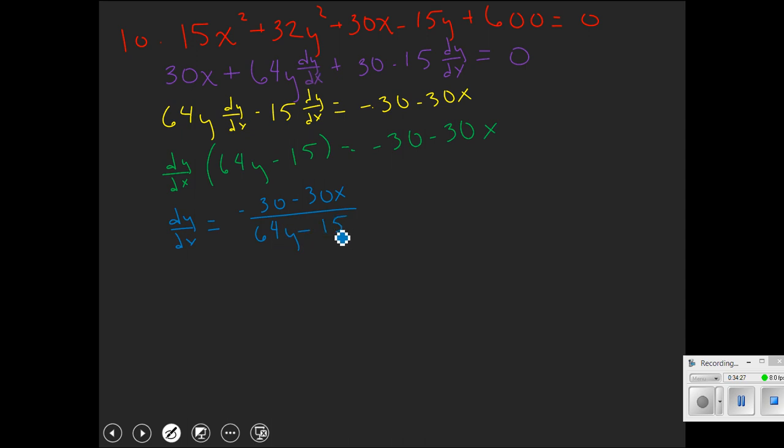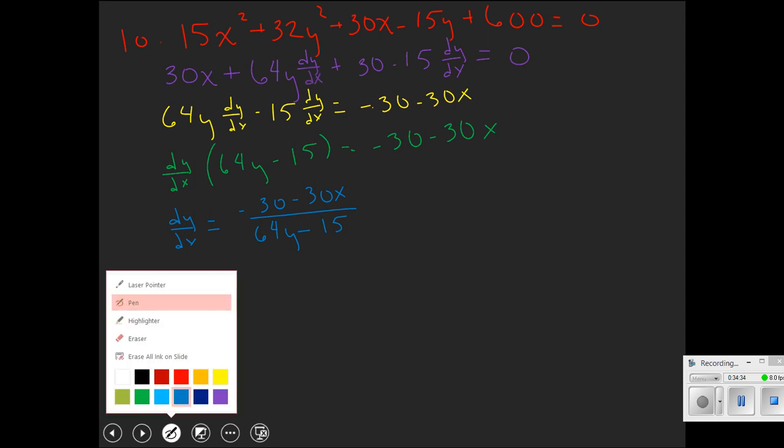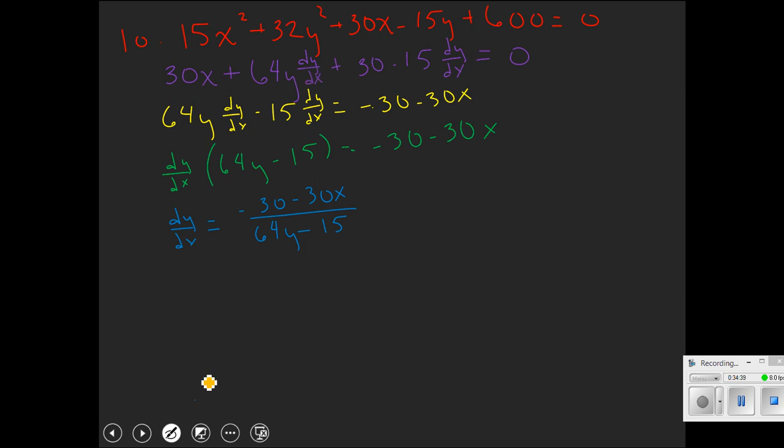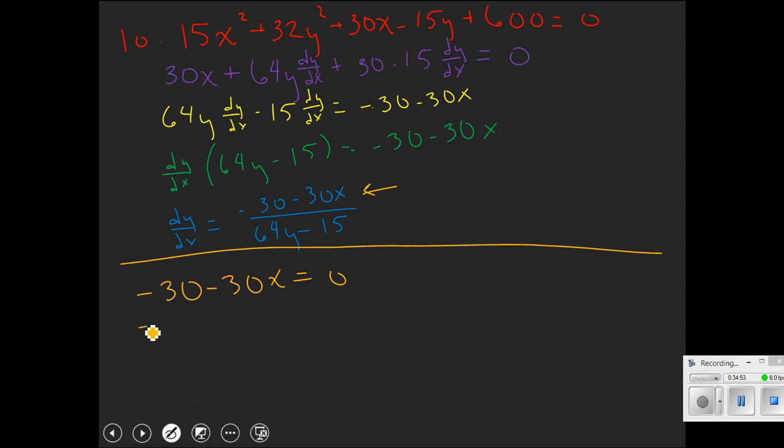Okay, so now that we have that, if we want to know where the tangent line is going to be horizontal, that's going to happen when the derivative equals 0. So I just need to look at the numerator. If I can make the numerator equal to 0, then I have that. So it's going to be negative 30 minus 30x equals 0. So this is for the horizontal. So negative 30 equals positive 30x. So negative 1 equals x. That's going to be at that point there.